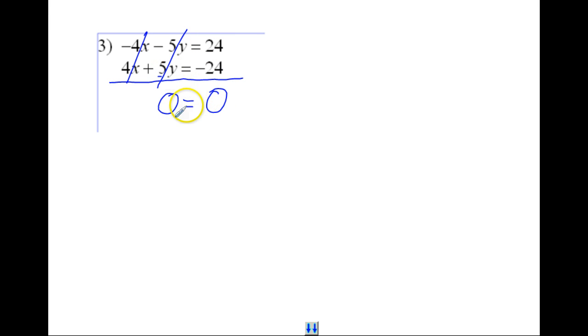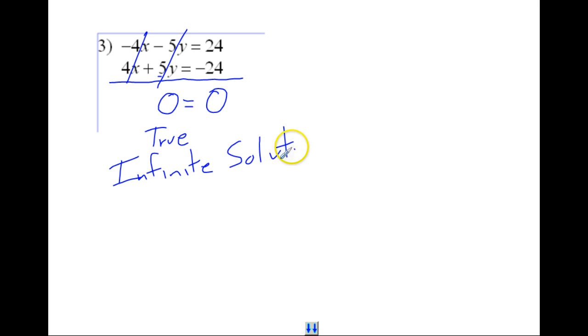0. No variables, which means this is true. Whenever it's true, it's the other one. Infinite solutions. Okay. Now, on a different problem on this worksheet, it'll come out to be false, like 1 equals 0. That's when it's no solution. If you have something that's not true, that's a no solution.